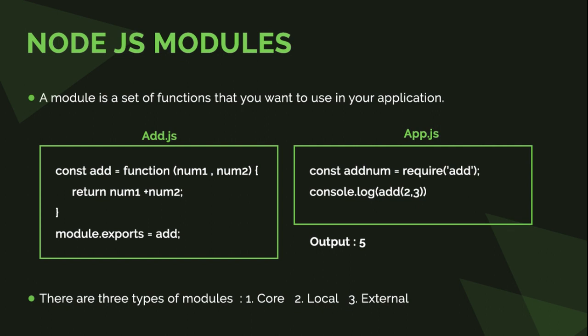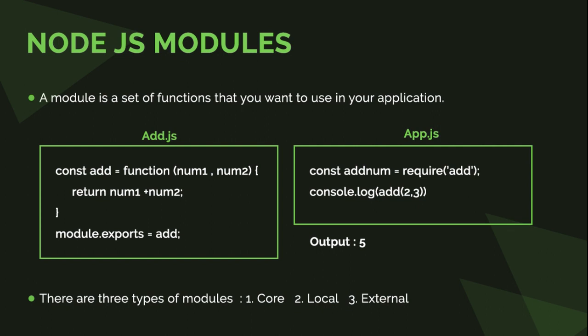So let's take an example here. We have a file called add.js, and it has a function, add, taking two parameters, num1 and num2, and returning num1 plus num2, the sum of two numbers. And here it's written module.exports = add. So what this code is doing is exporting this function. Now module and exports are something called globals, which I'm going to talk about later on. But just for now, remember that module.exports = add is exporting this function.